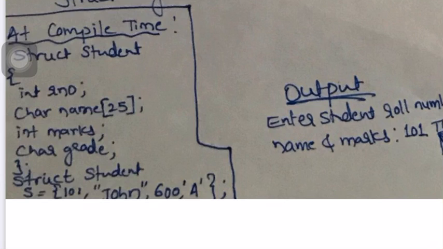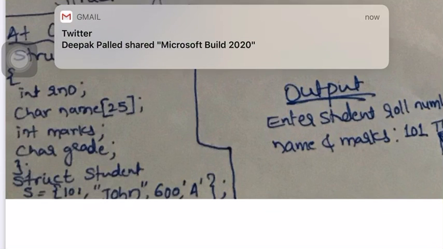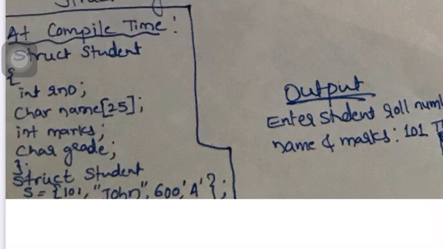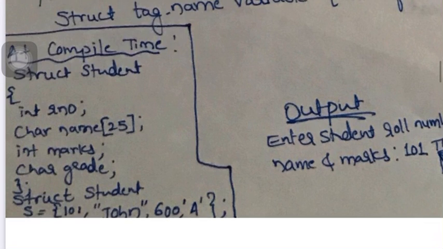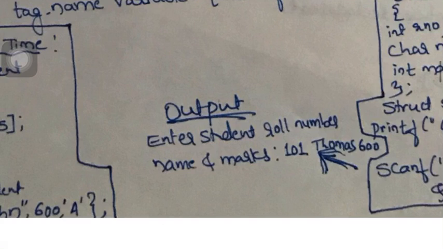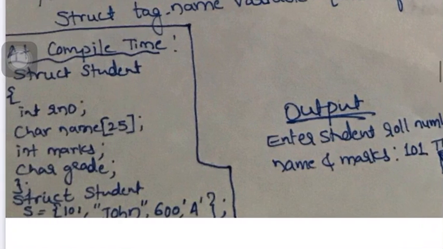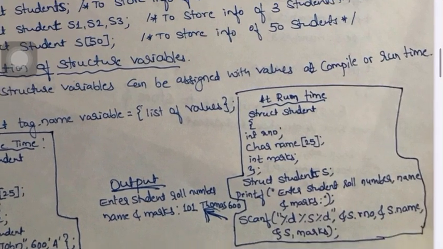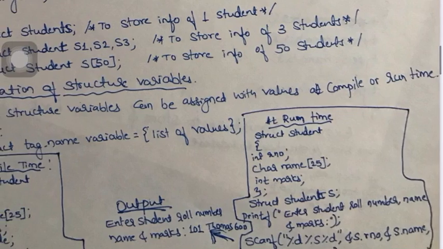Then you can see struct student s is equal to, opening with the bracket, 101 is the roll number, then name John, then 600, that is the marks, and grade is A. So, this is the compile time type. Then coming to runtime.